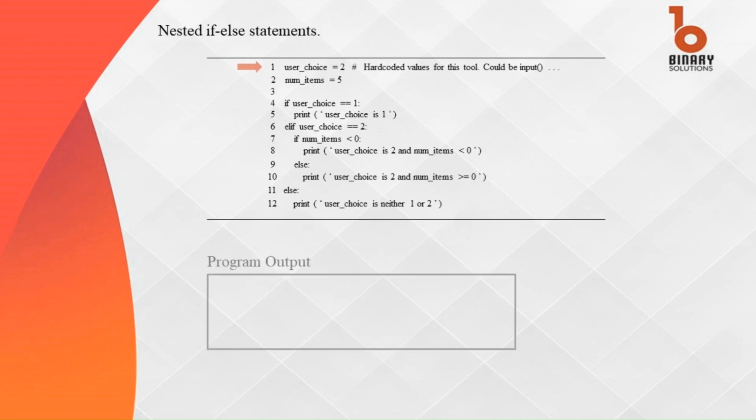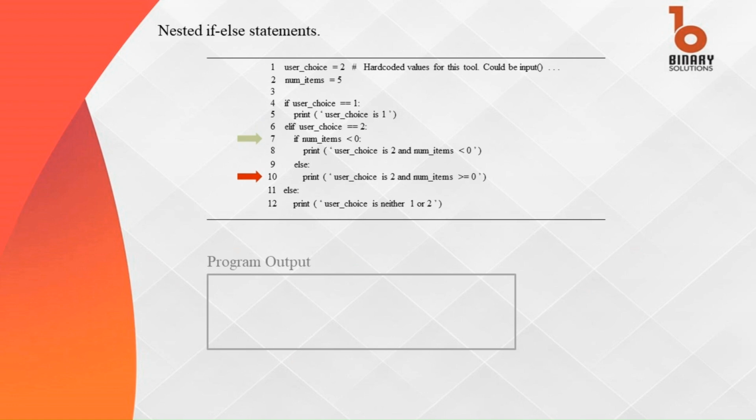In this program, the variables user choice and num items are hard coded with the values 2 and 5, respectively. The first step evaluates whether user choice is equal to 1 using an if statement. Since user choice is 2, this condition is false, so the program moves to the next branch, the elif statement, which checks if user choice is equal to 2. As user choice is indeed 2, the program enters this branch and proceeds to the nested if-else statement.